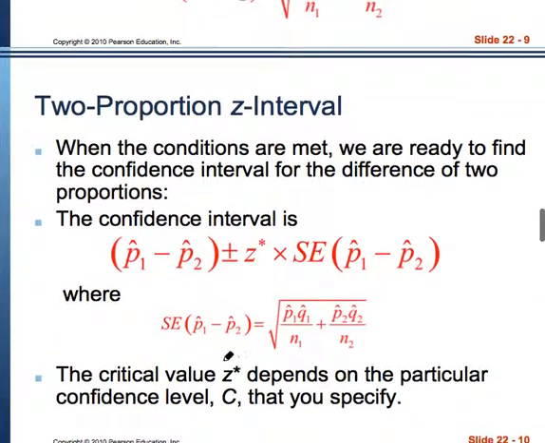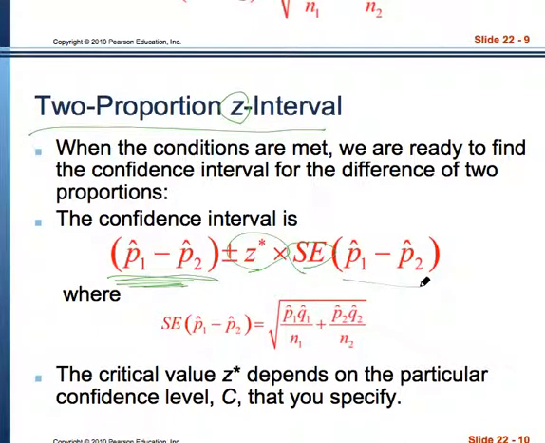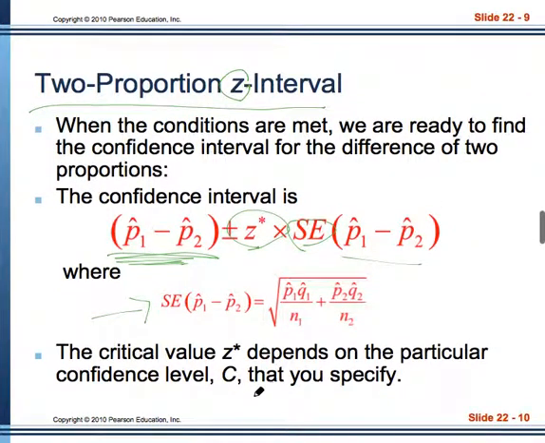For our confidence interval, it's called a 2-proportion Z interval because we're using our Z critical value, and we have 2 proportions. When those conditions are met, we can go ahead and find the confidence interval. Here is the difference of P1 and P2, here's our Z-score, and the standard error is the square root of P hat 1 Q hat 1 over N1 plus P hat 2 Q hat 2 over N2. Same as before, the critical value depends on the confidence level that you choose.